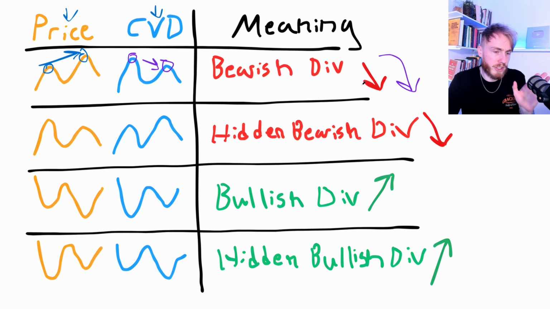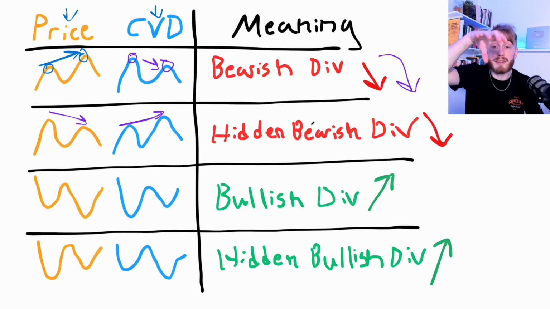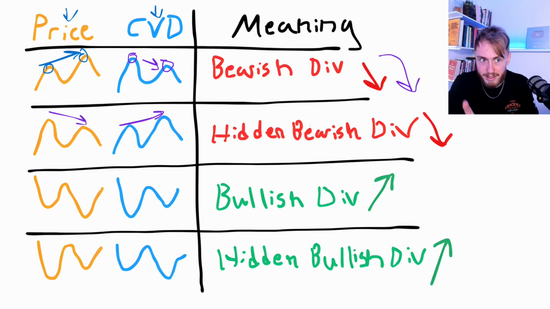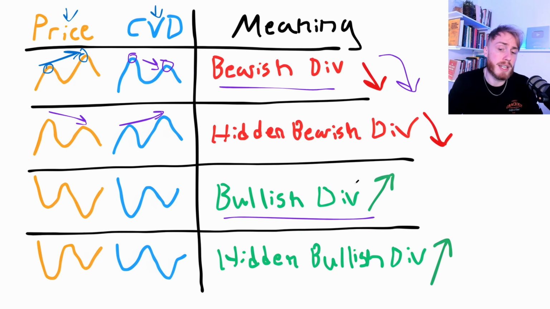But we also have something called hidden divergence. This is harder to spot and a little bit harder to understand, but that is when we already have a downtrend. So we already have lower highs on the price, but the CVD prints higher highs. This is actually a bearish signal, but it's a bearish continuation signal, so it's a little bit different. But in this video, we are going to focus on the normal bearish divergence and bullish divergence, but I just want to include the hidden divergences as well, because you can definitely use them and they can be super valuable.